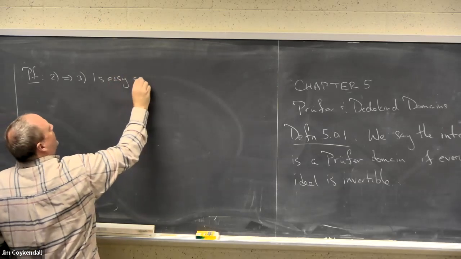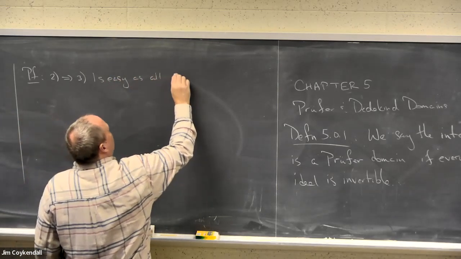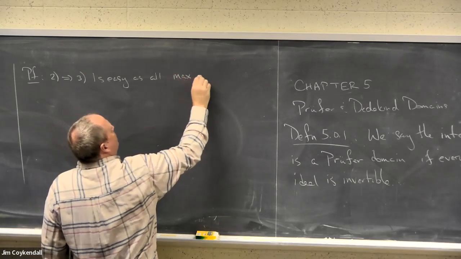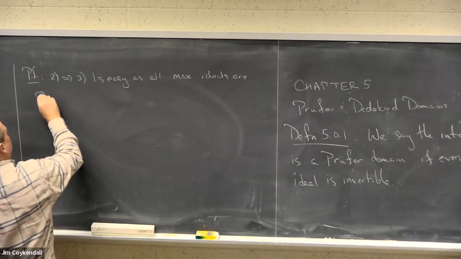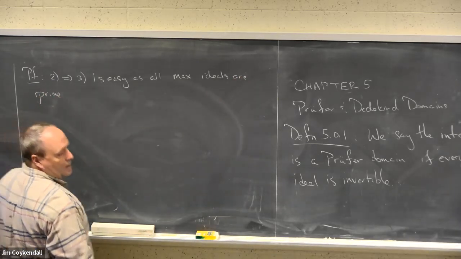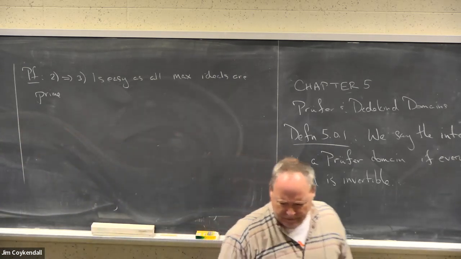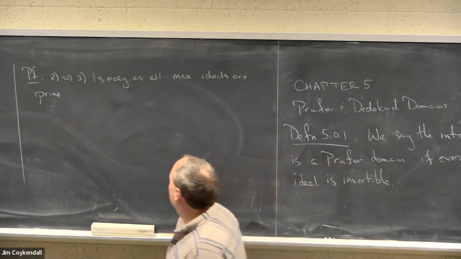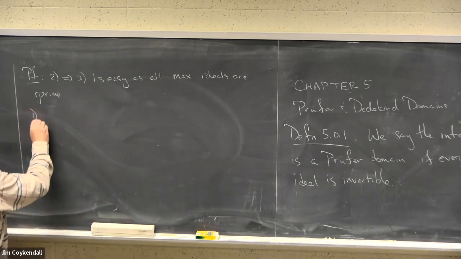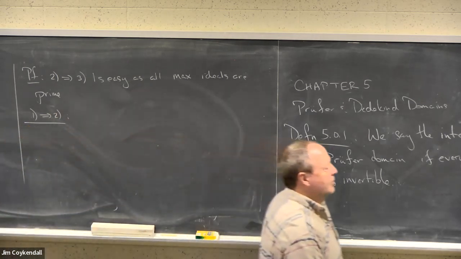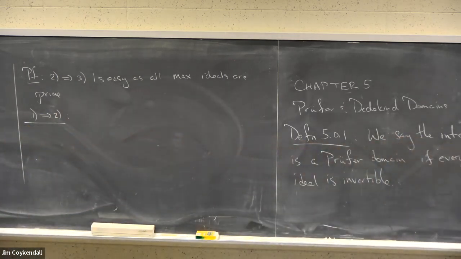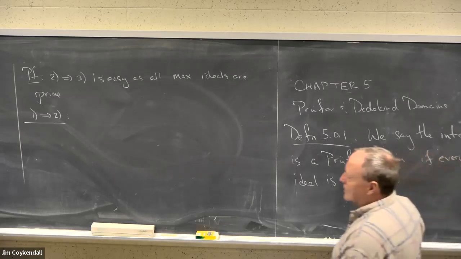This is easy, as all maximal ideals are prime. So let's do 1 implies 2. Let's assume that R is a Prüfer domain via our definition that every finitely generated ideal is invertible. And we want to show that R localized at P is a valuation domain.